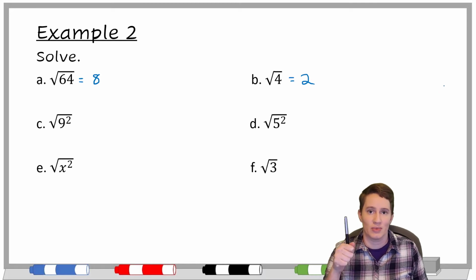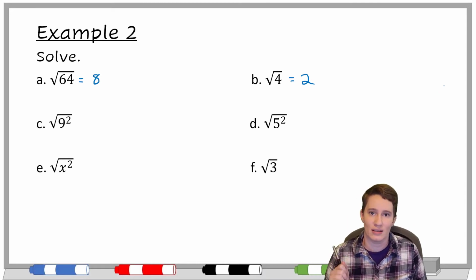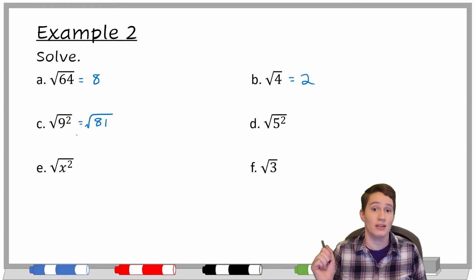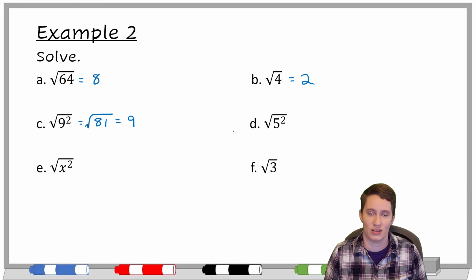Now we're going to change it up a little bit. What is the square root of 9 squared on C? There's a few different ways to think through this. You could think, well, I know what 9 squared is. 9 squared is 81. But wait, I know what the square root of 81 is. It's 9. So that's one way you can work through what the answer is.